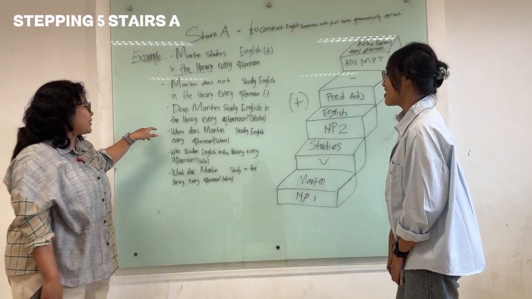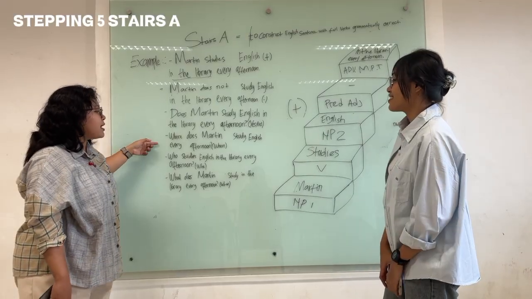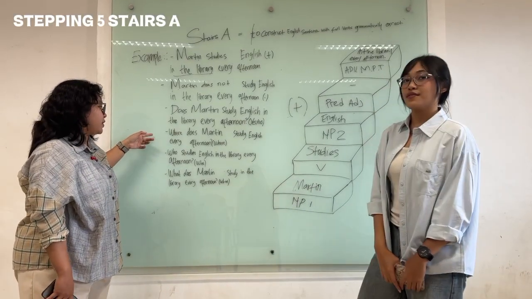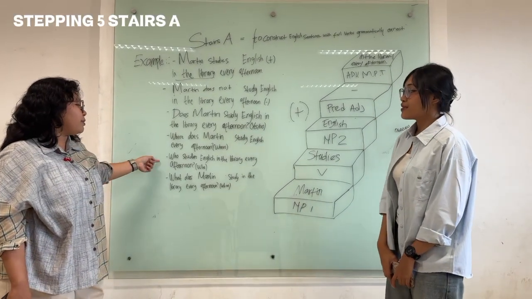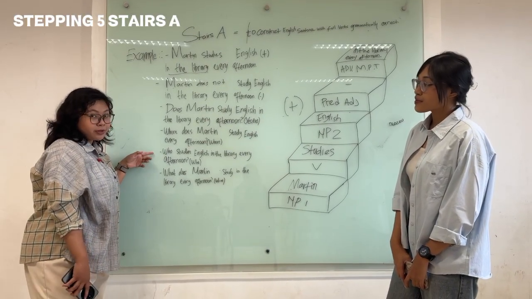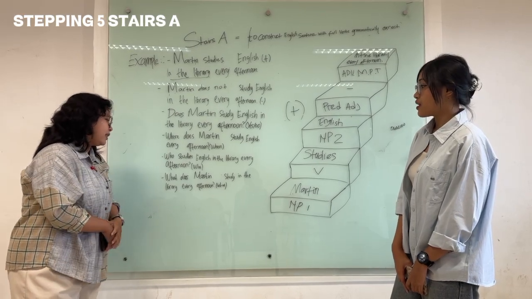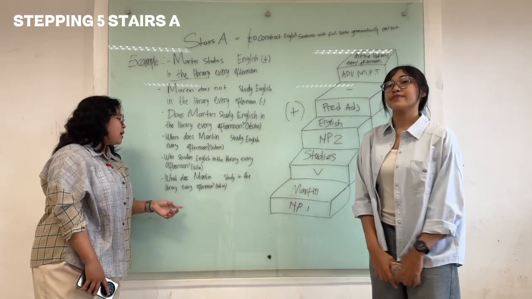And then we move to the 5W and 1H. Where does Martin study English every afternoon? And then: who studies English in the library every afternoon? And for the last one, we have: what does Martin study in the library every afternoon?